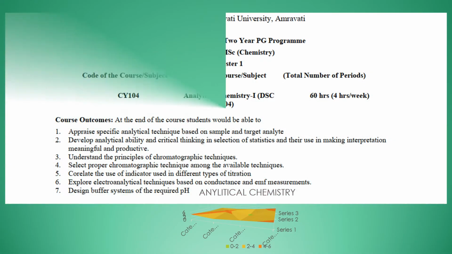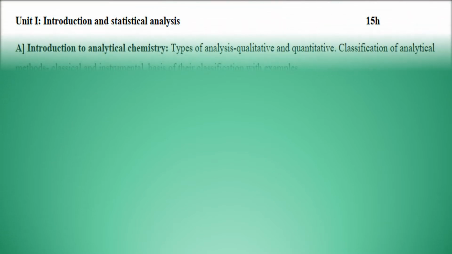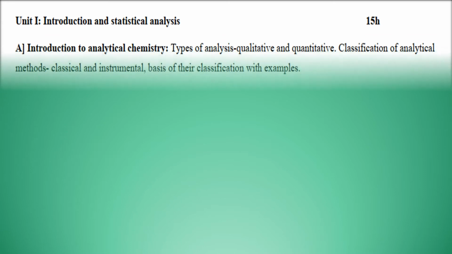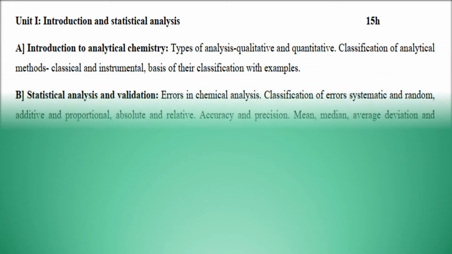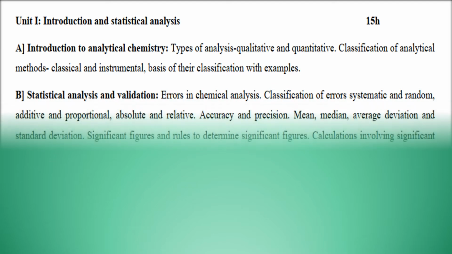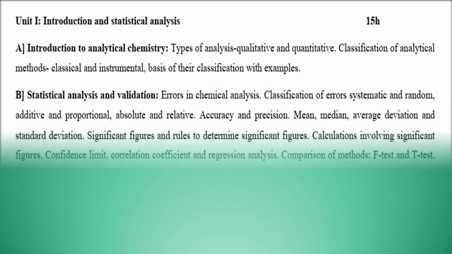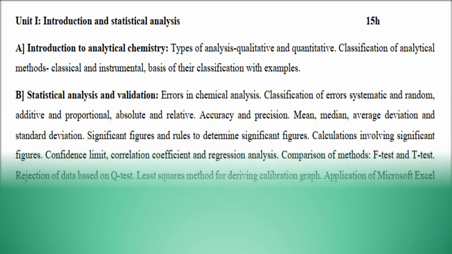Analytical Chemistry Unit I. Introduction and Statistical Analysis. A. Introduction to Analytical Chemistry. Types of analysis: qualitative and quantitative. Classification of analytical methods: classical and instrumental. Basis of their classification with examples. B. Statistical analysis and validation.